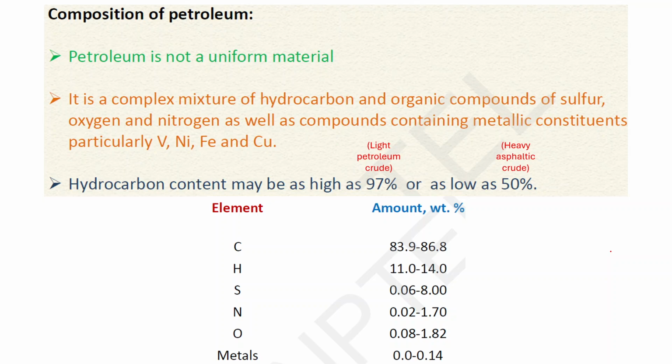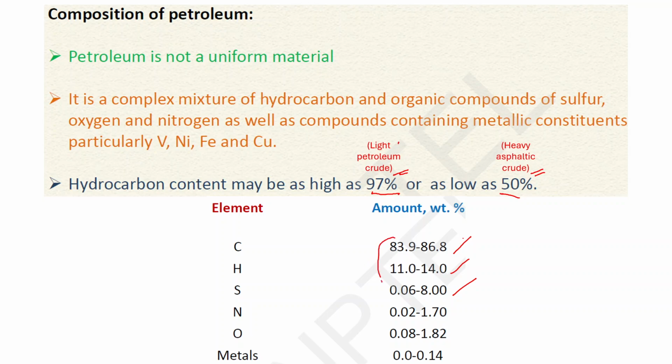But mainly it consists of hydrocarbon content, which can be as high as 90% and can also go as low as 50%. Basically, the higher hydrocarbon content is in the light petroleum crude, and lower hydrocarbon content is there when the heavier asphaltic crude is extracted. So basically, this is the ultimate analysis, which gives the elemental distribution of a crude oil.